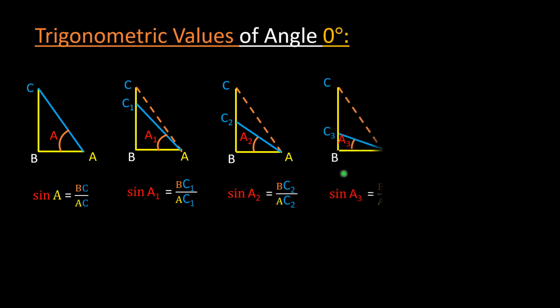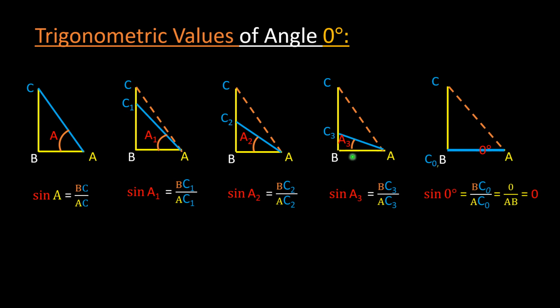In the next step, we reduce angle BAC2 to angle BAC3, which is A3, and we write sine A3 equals BC3 divided by AC3. And finally, we reduce angle BAC3 to 0 degrees and write it 0 degrees so that point C0 and B become one and the same.